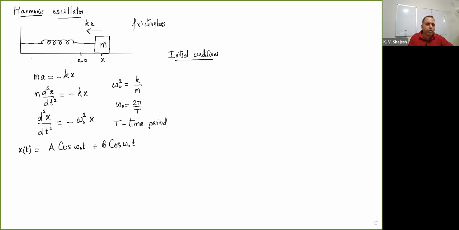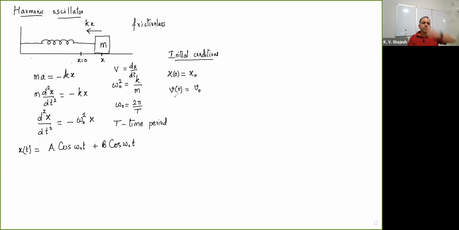So a differential equation always goes with the initial condition. So let me say that at time t equal to 0, specified by x of 0, let it be x naught. And the velocity v at time t equal to 0, let's say that's v naught. Right? And I should specify here that velocity v is dx by dt.